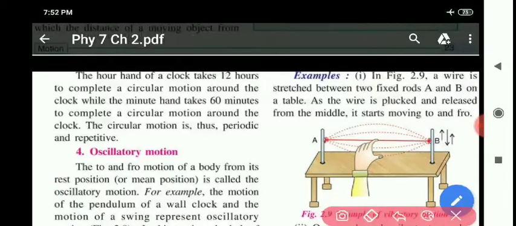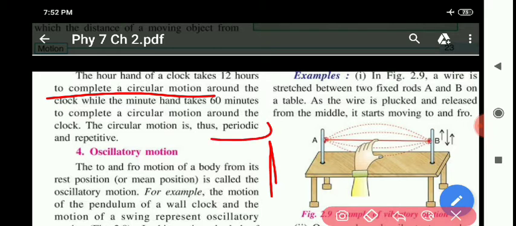Now see, the hour hand of a clock takes 12 hours to complete a circular motion around the clock, while the minute hand takes 60 minutes to complete a circular motion around the clock. The circular motion is thus periodic and repetitive. So circular motion is periodic: after a particular interval of time, after a certain period, the needle comes back to its original position, and it is repetitive also.